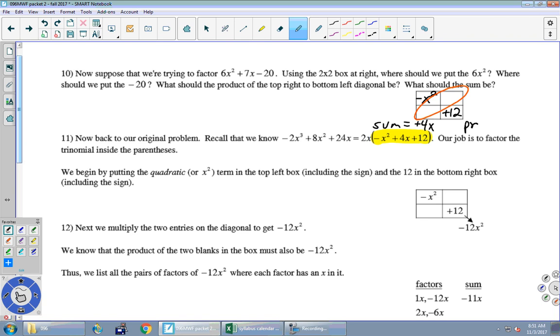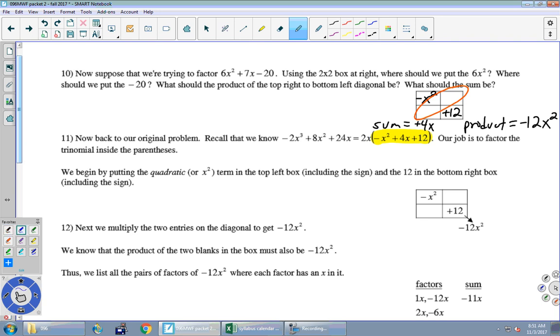Next step is to find the product of the diagonal that we have. What do you get when you multiply the 2 things on that diagonal? Negative 12 x squared, yeah? And then that surprising fact is that the product of that one diagonal has to be the same as the product of the other diagonal. So even though I don't know what goes in the blanks on the other diagonal, that thing circled in orange, I know that they multiply to negative 12x squared, and I also know that they add up to 4x. And it turns out that's enough information for us to figure out what goes in the blanks.